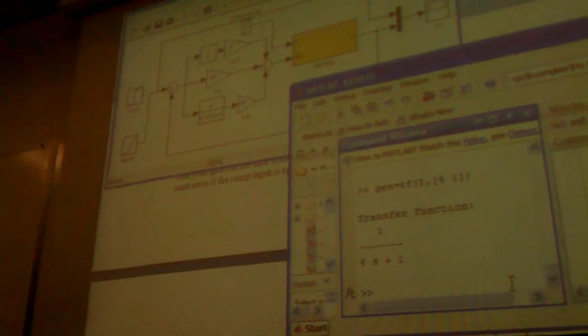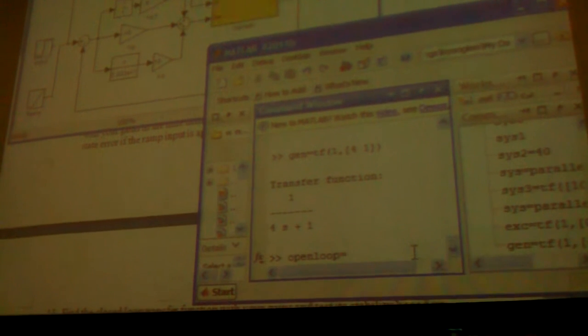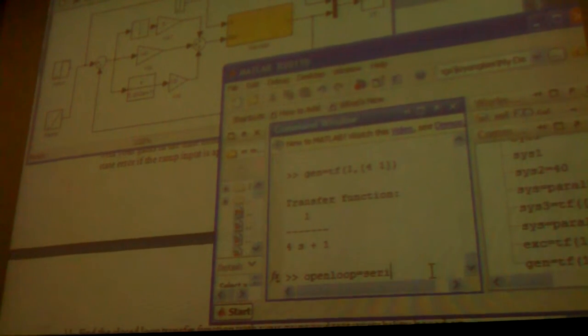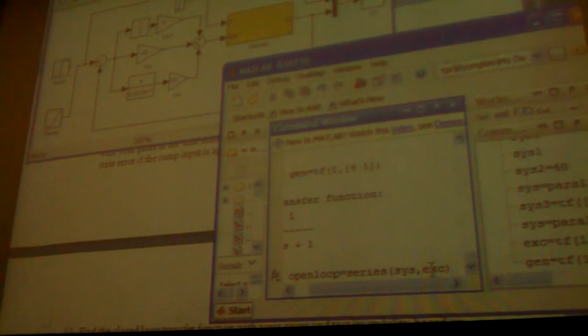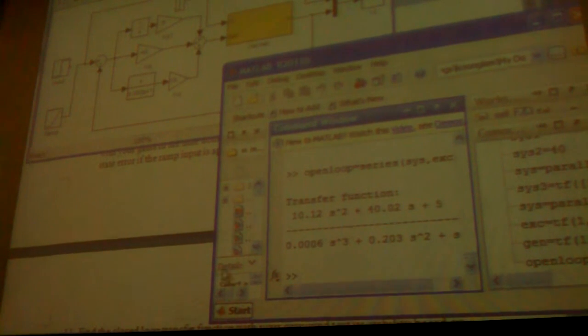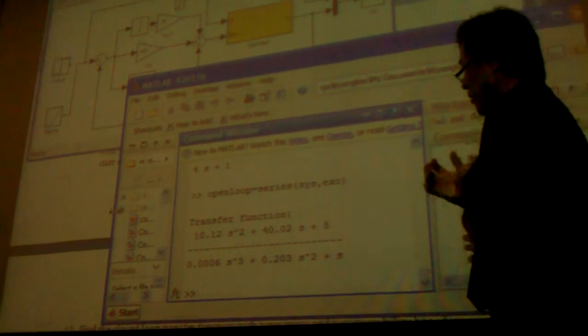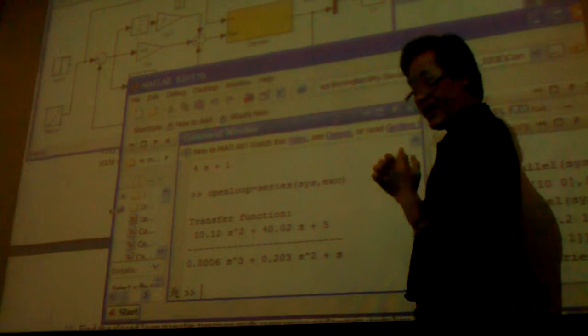Okay, now I call the open loop system, which is a series. Let's add the PID and the exciter together one more time. So let's do this, of course. Open loop with this. So this is the PID controller multiplied by the exciter.